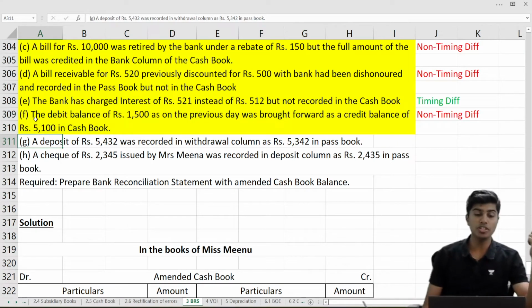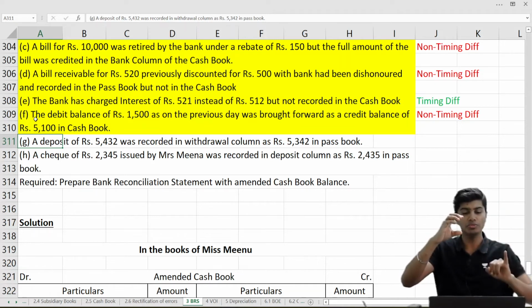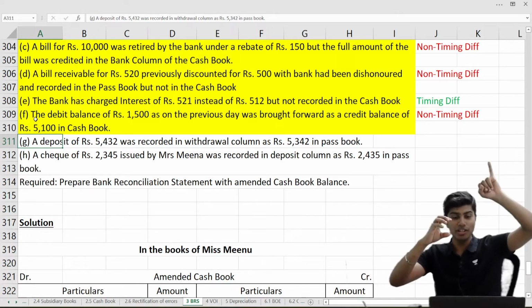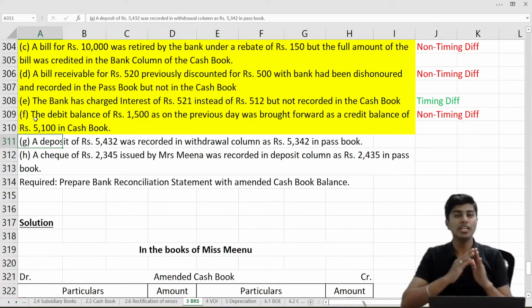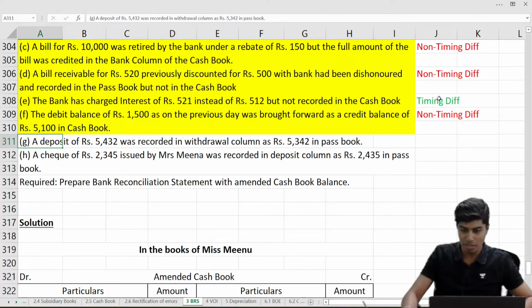G. A deposit of rupees 5432 was recorded in the withdrawal column as 5342. It is a deposit, meaning passbook balance should have increased by 5432. But instead, what have they written? They've written on the credit side, in the withdrawal column, 5342 in the passbook. So passbook balance should have gone plus 5432, they have done minus 5342. Where are the changes that need to be made? It's an error in the passbook, so it needs to be done in the BRS. It's a timing difference.